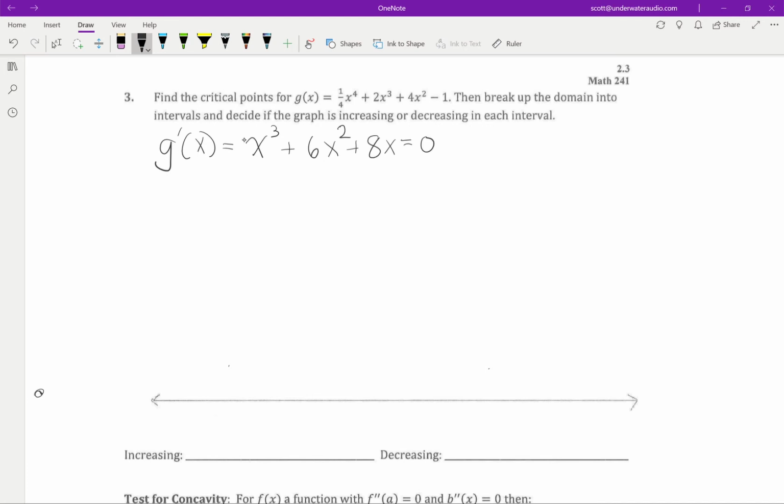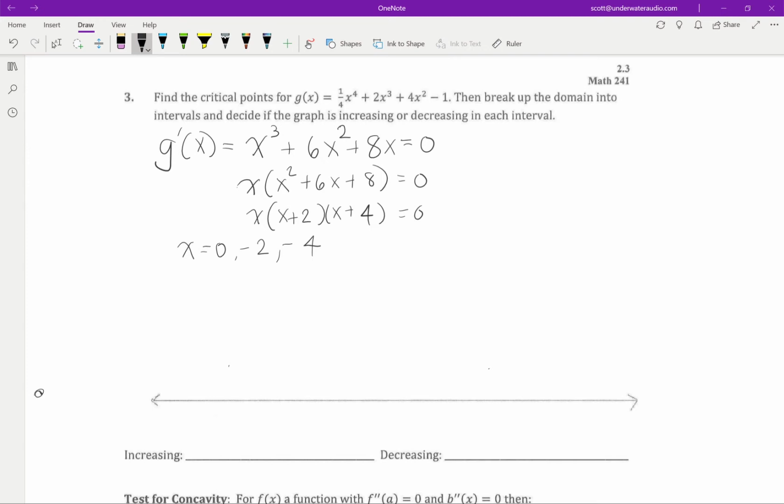Now I would do that by factoring. I'll pull out just a single x. And then I'm going to factor this quadratic also. Let's see. 8 factors to 2 and 4, which actually adds to 6, so that'll work. All right, now since I've got 3 things that multiply to equal 0, that gives me x equals 0 as a solution, -2 and -4.